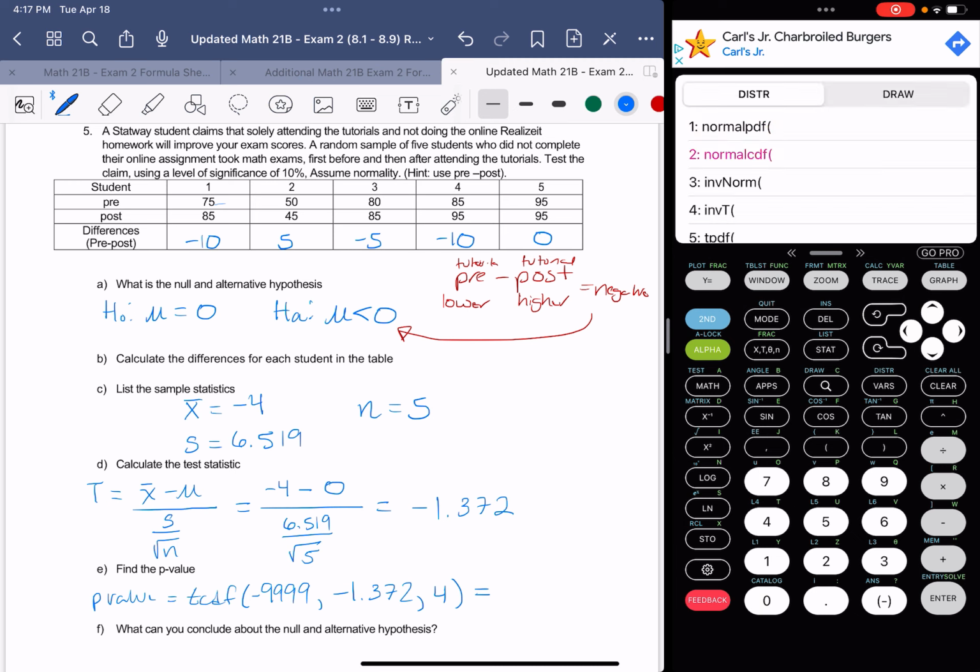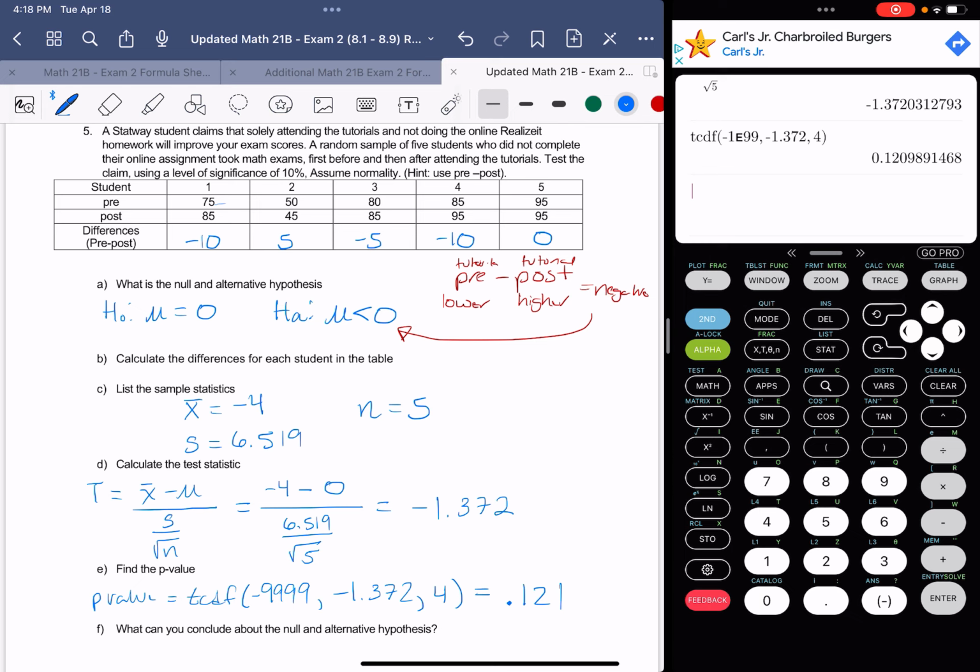All right, so distribution, TCDF. Lower bound is -infinity or just -99999. Upper bound was -1.372, comma, degrees of freedom is 4. Should get 0.121. Part F, or any questions there?